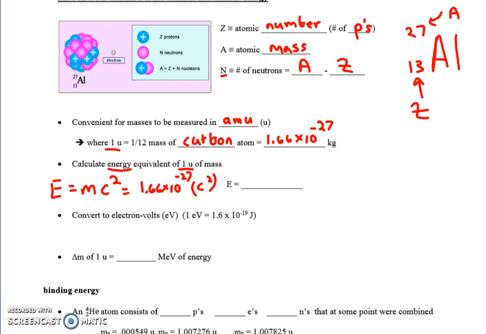And I'll trust you to do the math. And that turns out to be about 1.5 times 10 to the negative 10th joules. Okay? That's actually a fairly decent amount, but it's still pretty tiny.